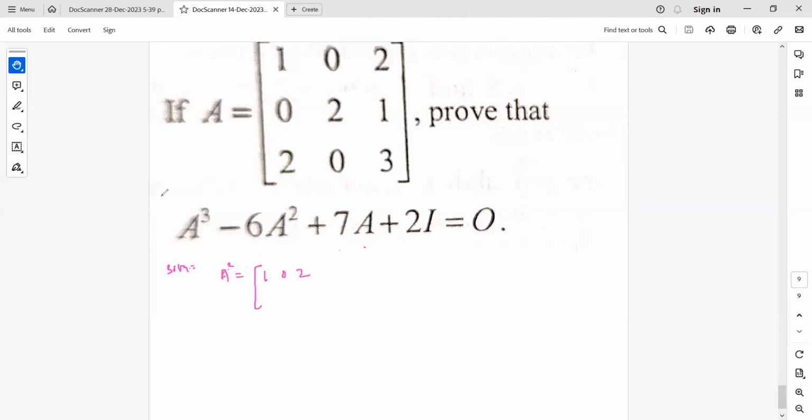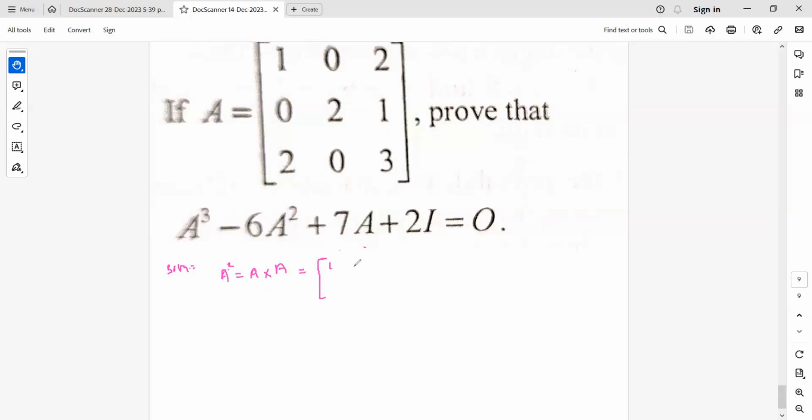And see, most of the students make a mistake over here. What do many students do? A square means they square the elements of A. But that is not the right method. So we need to multiply it as A into A. We need to multiply A into A. So we need to multiply the matrix A 2 times.